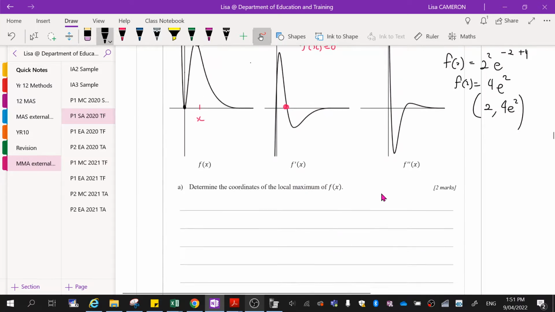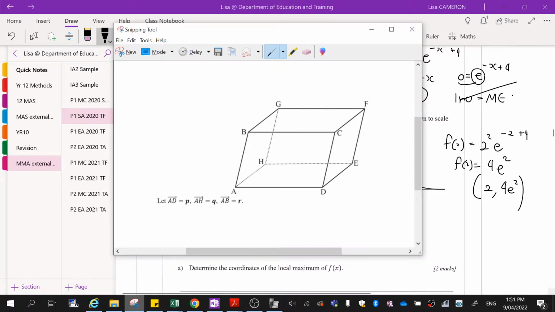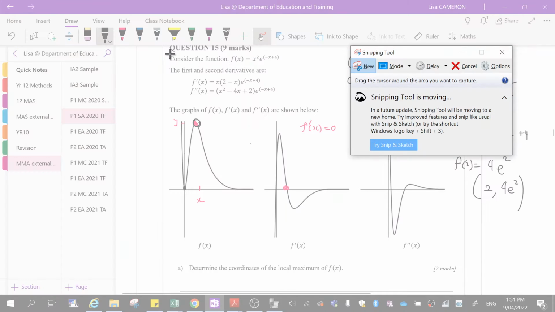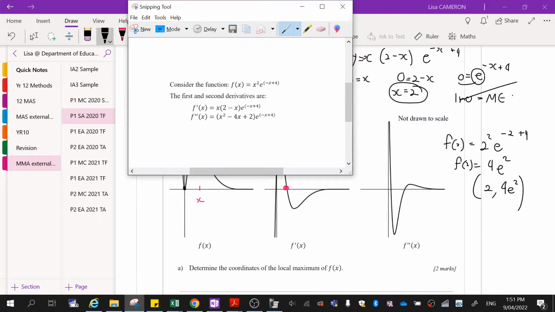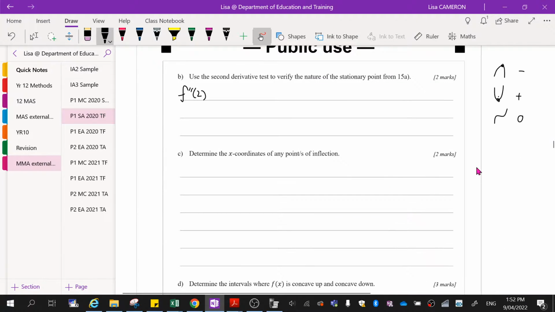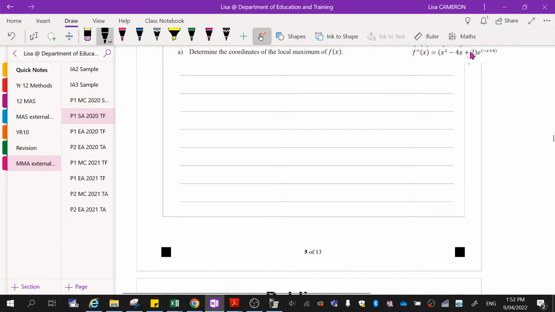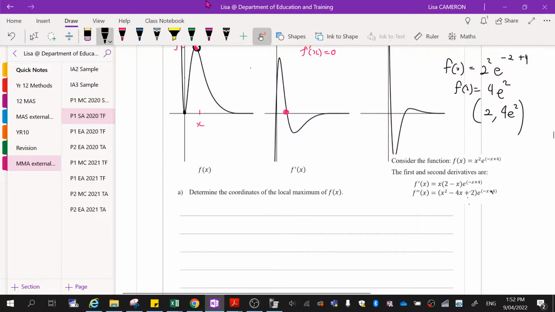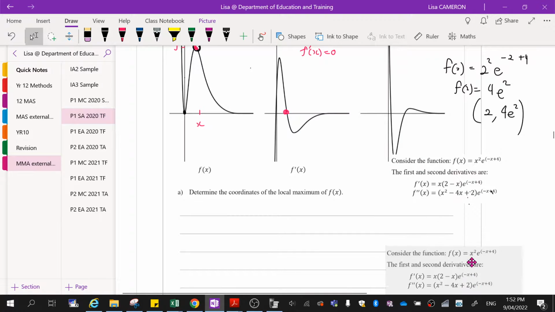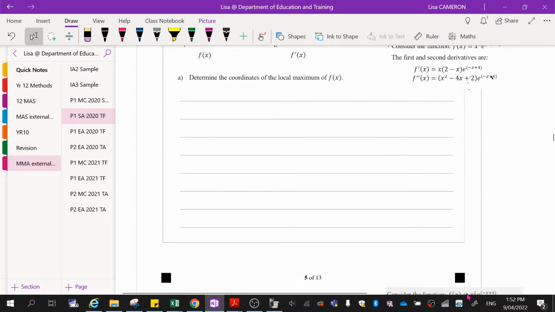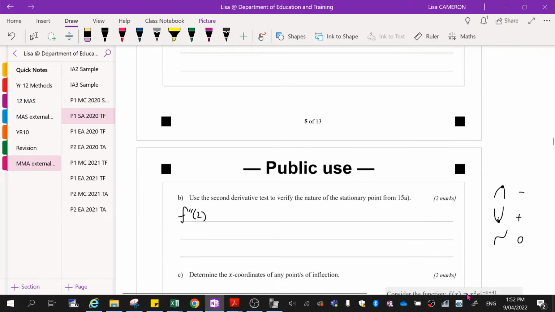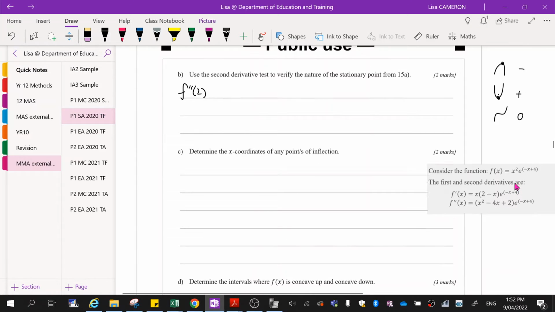Okay, so I'm going to scroll back up and grab a little sneaky screenshot of these so I can just throw them around wherever I want. And then we're going to go back down here. Okay, so I'm going to chuck 2 into the second derivative.